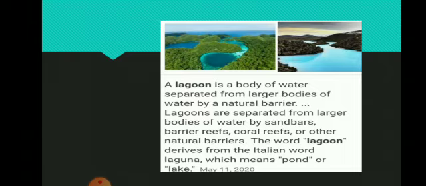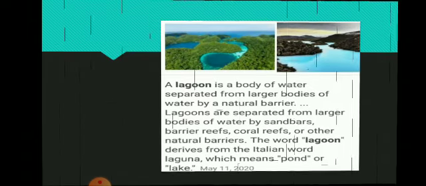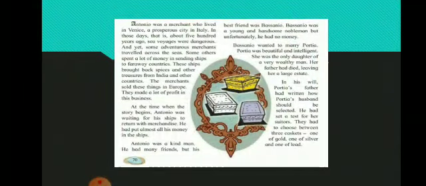Now let us start with the chapter. Textbook page number 70. All of you ready? So let us start the play by William Shakespeare. Antonio was a merchant who lived in Venice. A merchant means a person whose job is to buy and sell products in large amounts, especially by trading with other countries. That is merchant. So Antonio was a merchant who lived in Venice, a prosperous city in Italy.